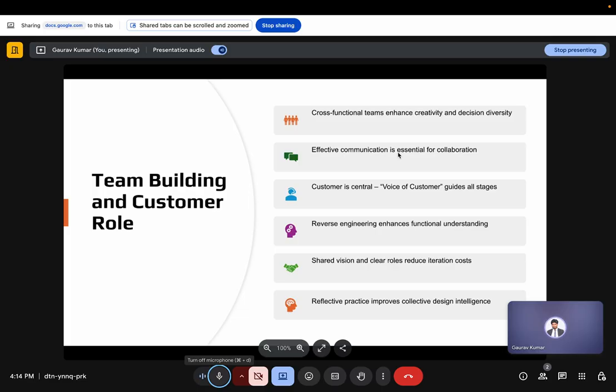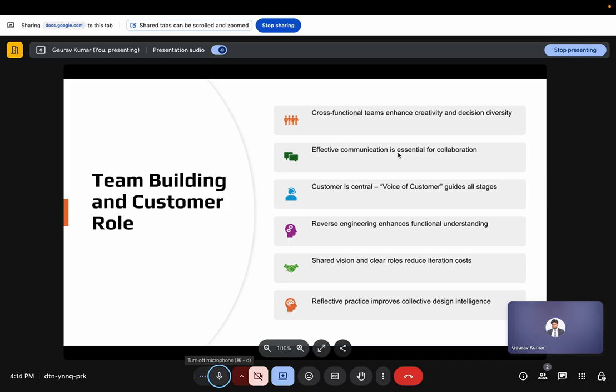The communication structures, the reviews, decision logs, and change control, turn collaboration into accountability. The voice of the customer, VOC, remains the north star. Every requirement and trade-off should trace back to the user value.